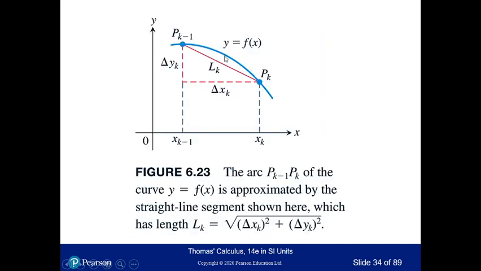Let's say we pick 2 points on there: P(k minus 1) is a point, and x(k minus 1) is the x coordinate of that, and Pk is another point, and xk is the x coordinate of that point, and lk is the length in between. So this is going to be delta xk, this is going to be delta yk. Because you have a right triangle, if you square them and take the square root of the sum, you get lk. Lk is equal to the square root of delta xk squared plus delta yk squared. It is the distance between Pk and P(k minus 1).